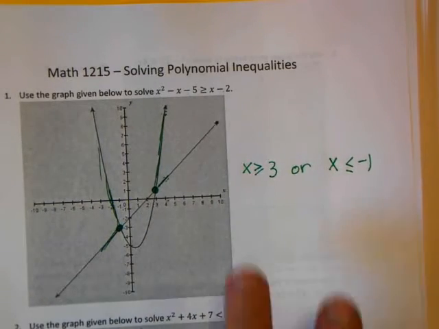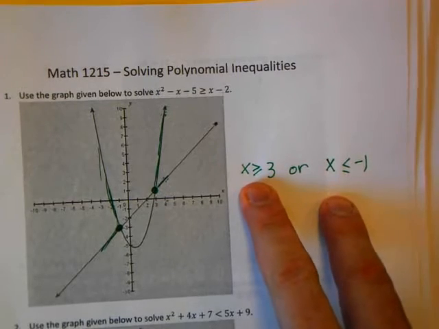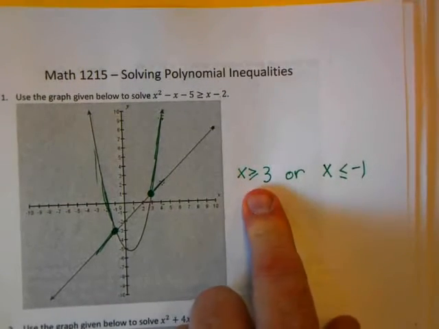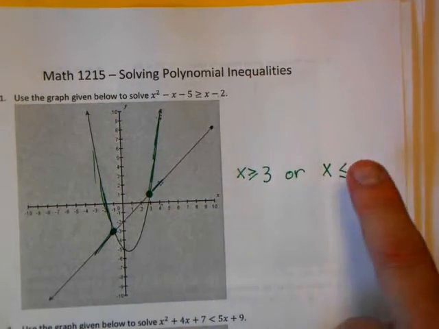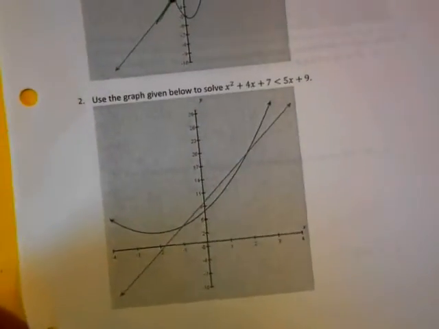Okay, so notice there's a huge difference right there. When we solved linear inequalities, we got an answer that might have been x greater than 3. When you solve polynomial inequalities, quite often you get multiple answers. Just like when we solved polynomial equations, we usually got more than one answer. Same thing happens with inequalities. All right, well, how about number 2?